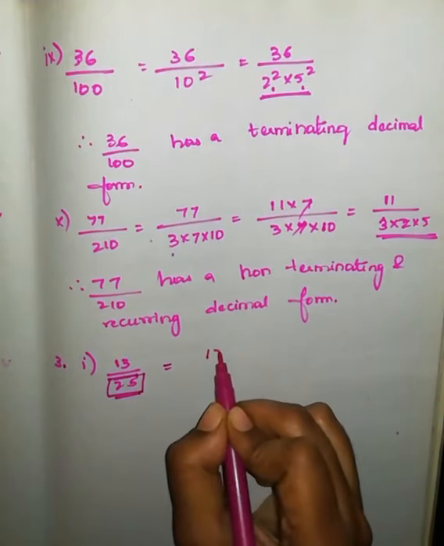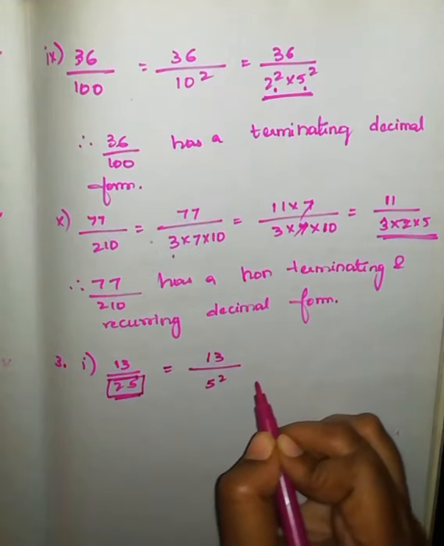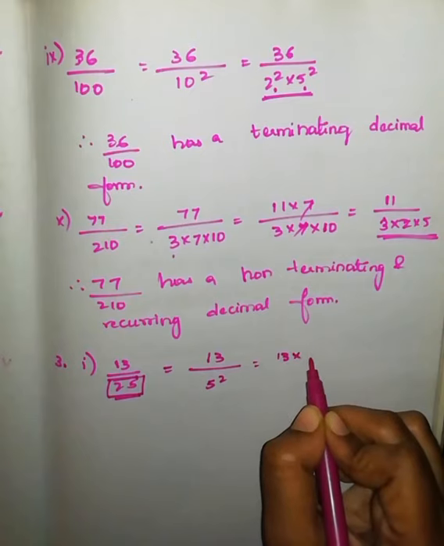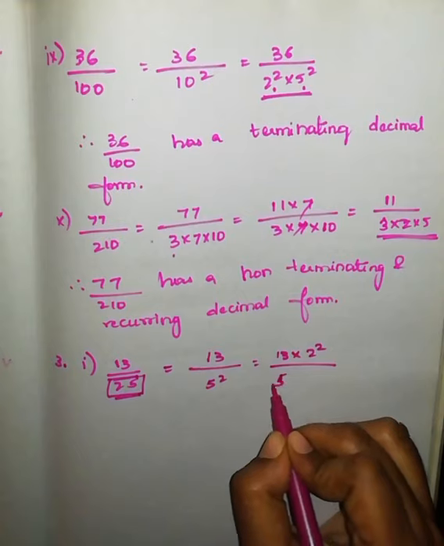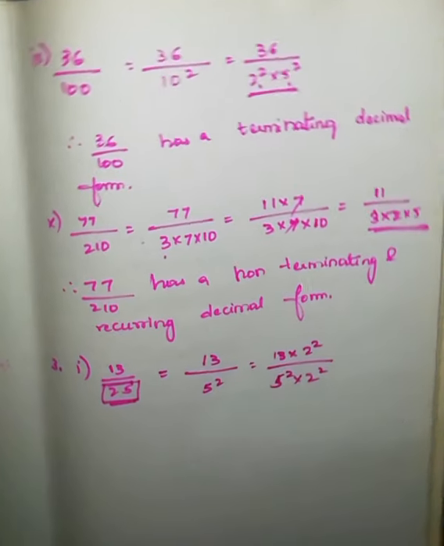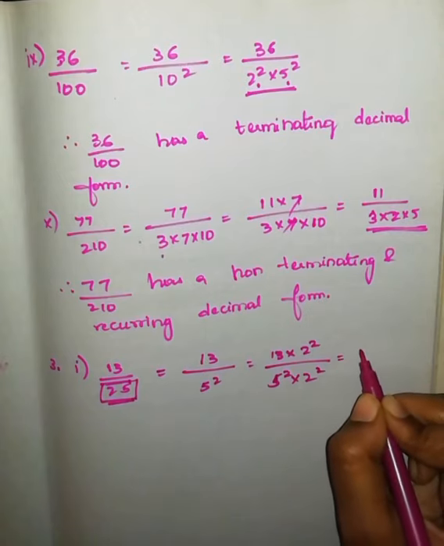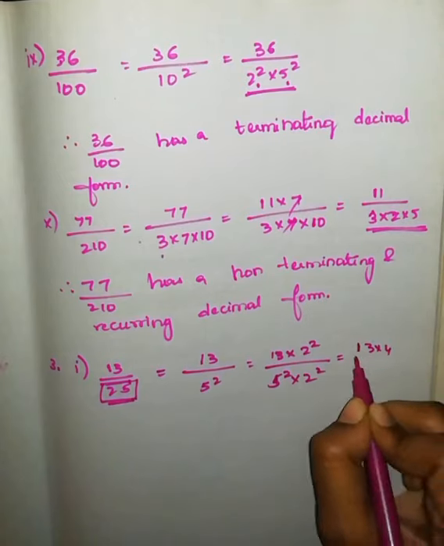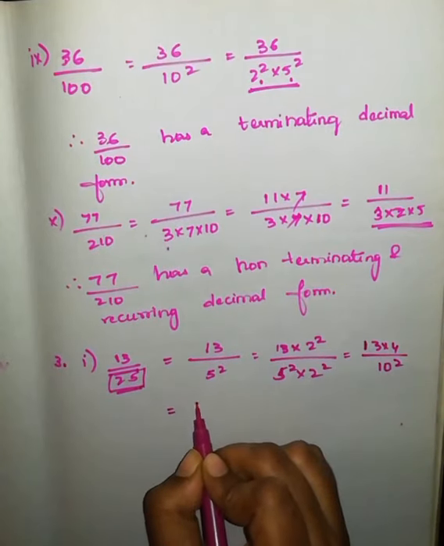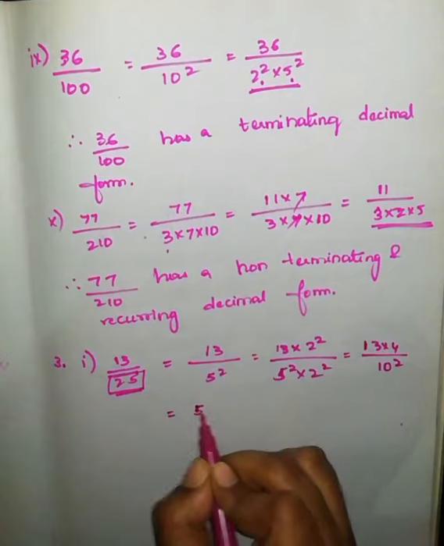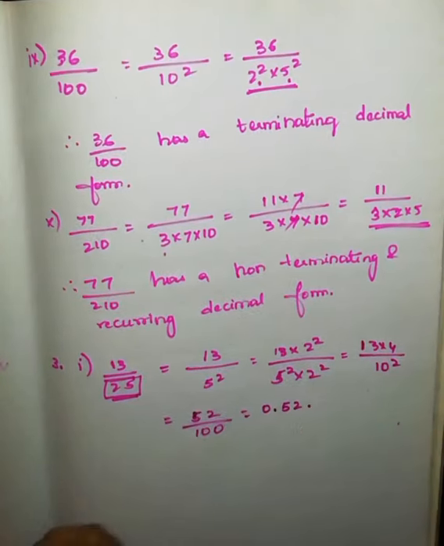Let's start doing that. So 13 by 25 can be written as 13 by 5 square. Here 2 is missing, therefore we multiply both numerator and denominator by 2 square, which will become 13 into 4 by 10 square, which is equal to 13 into 4 is 52 divided by 100. This can be written as 0.52.